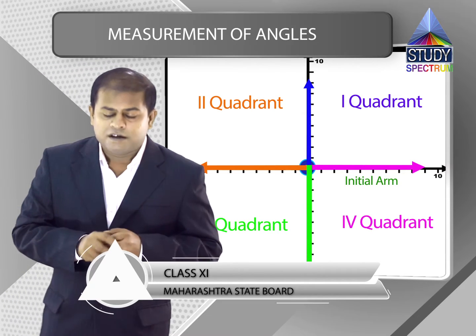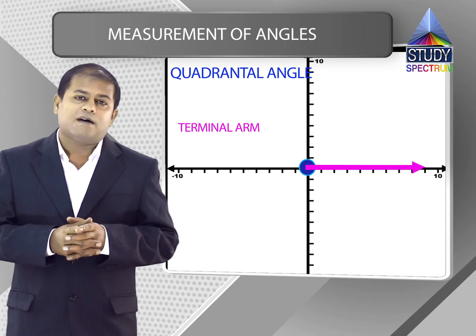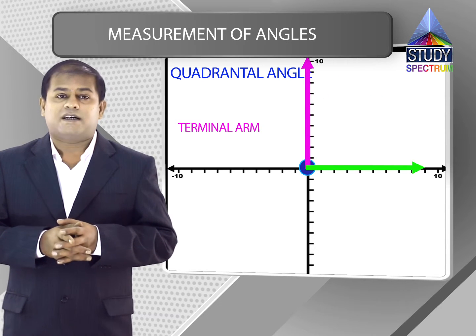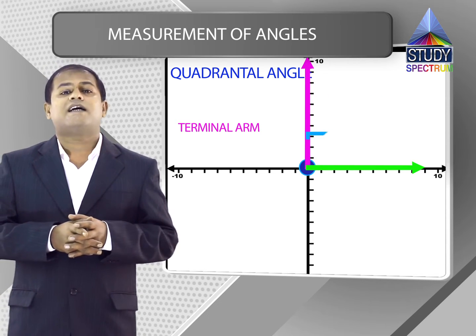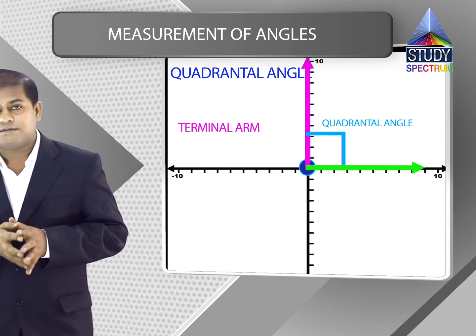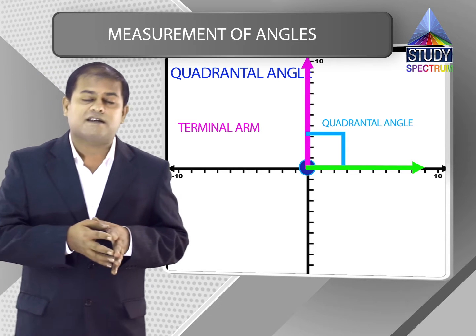Right? Then quadrantal angles. If the terminal arm coincides with one of the coordinate axes, then we say the angle formed is a quadrantal angle. For example, 90 degree, the terminal arm coincides with the positive direction of y-axis, it's a quadrantal angle.